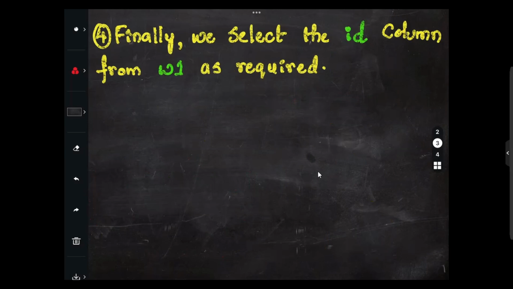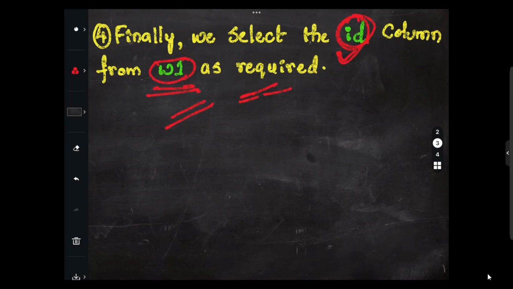Let's move on with the final step. Finally, we will select the ID column from w1 as required, because we have to return the IDs. If you observed the output in the first example of the question, we have to return the IDs where the temperature of the current day was greater than the previous day. So this is the approach that we will be going with. I hope the approach is completely clear.